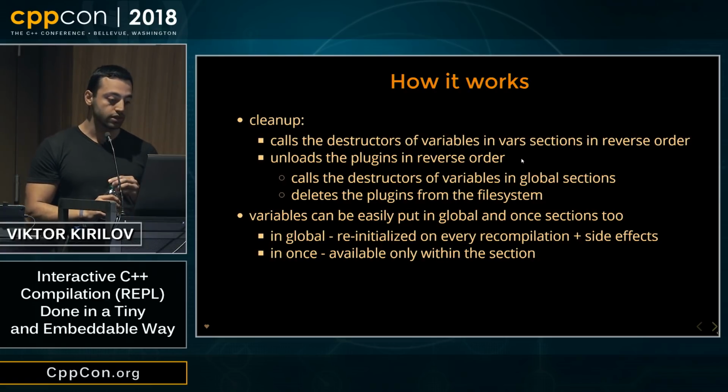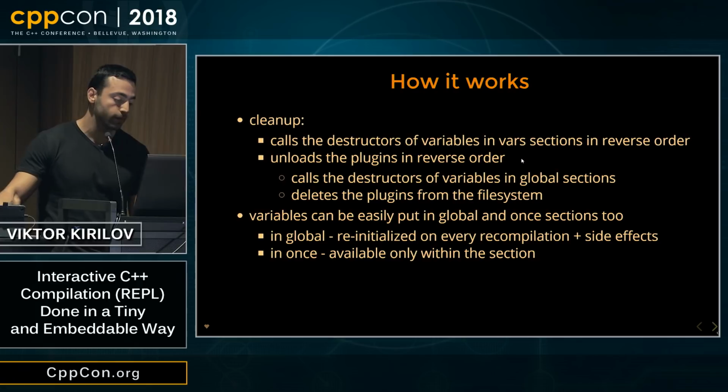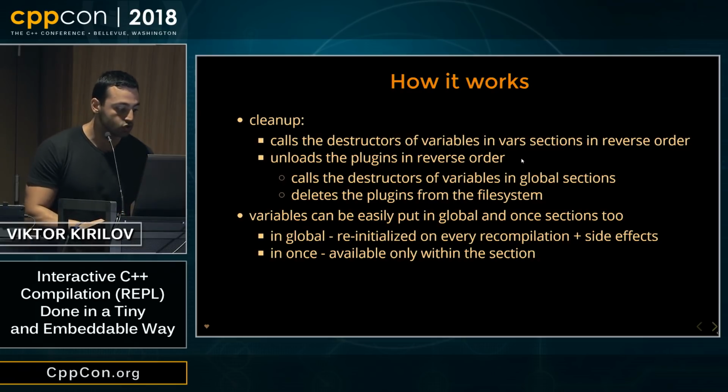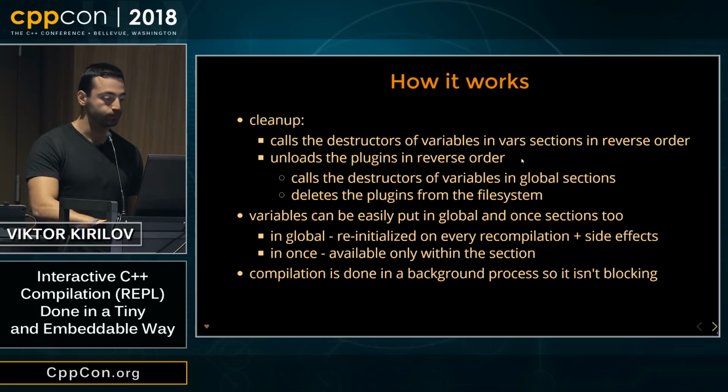So variables can be easily put in global and once sections as well, but when we put them in a global scope, they will be reinitialized on every resubmission of code. And if their initializer has side effects, they will accumulate. So that's what the var section was invented for, to have them initialized only once and to be persistent. Also, if we put them inside of a once section, they will be available only within itself because it will be put inside of a function. And also, in the demo, the compilation is done in a background process, so it's not a blocking operation.